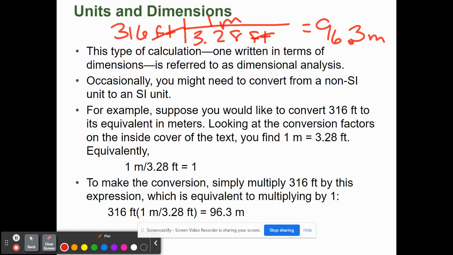You do it on your calculator, you get 96.34146341. But to keep it at 3 significant figures, we round it to 3.